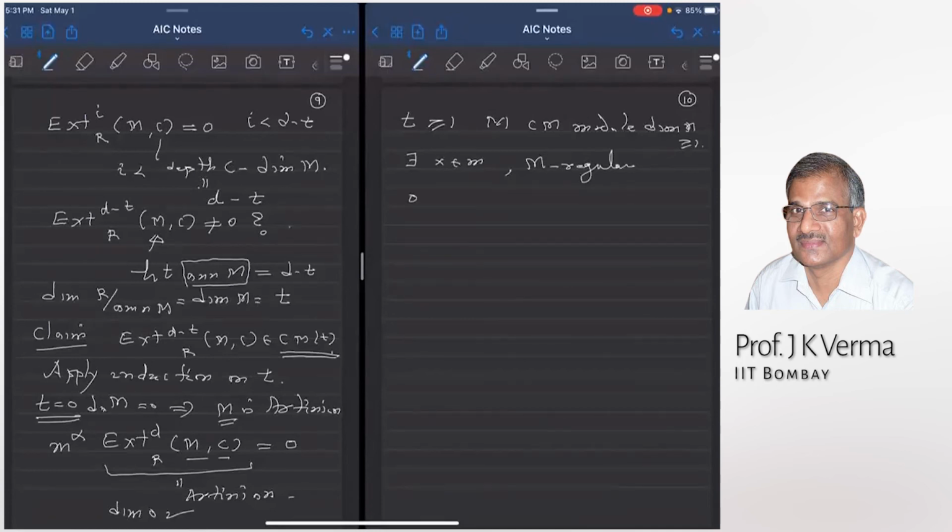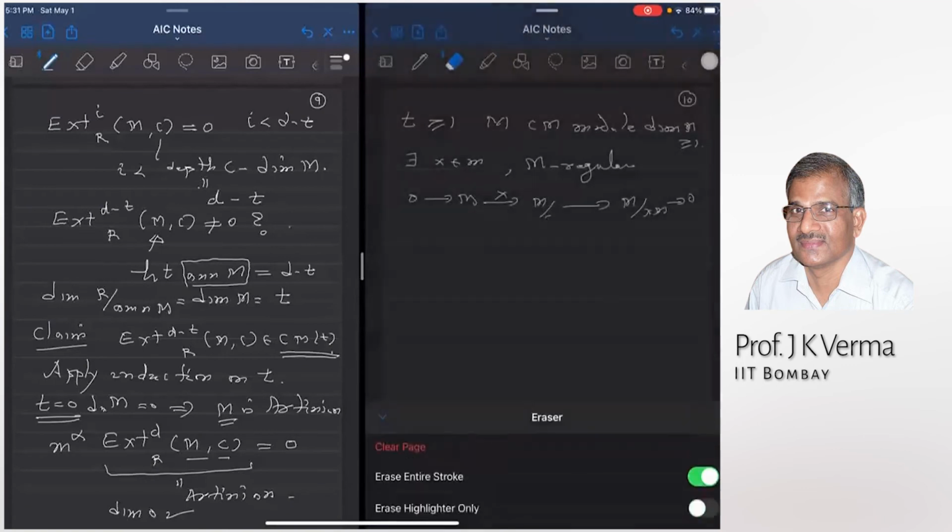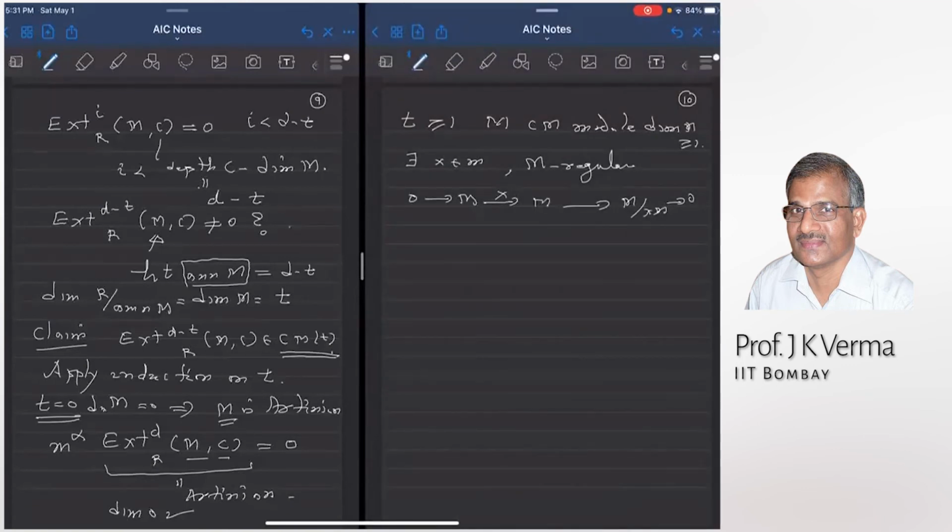Yeah. So this means I have an exact sequence, 0 to M, multiplication by x, to M, to M mod xM. Okay, and I'm trying to understand now the Ext^{d-t} of M mod xM, C. Is it a Cohen-Macaulay module of dimension t? That is what we want to see.